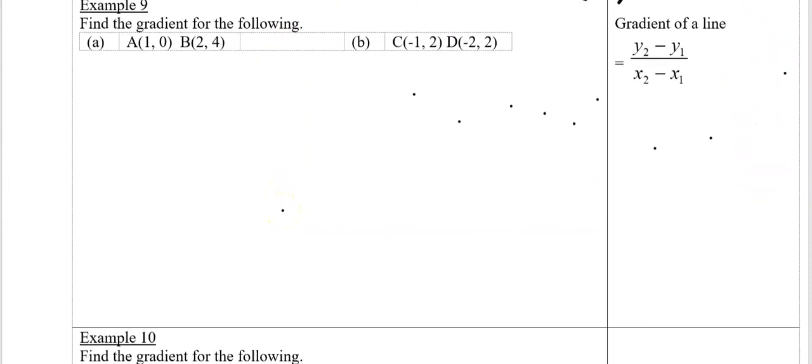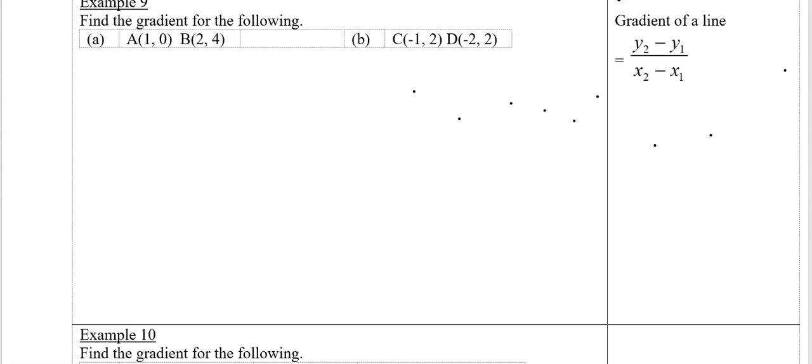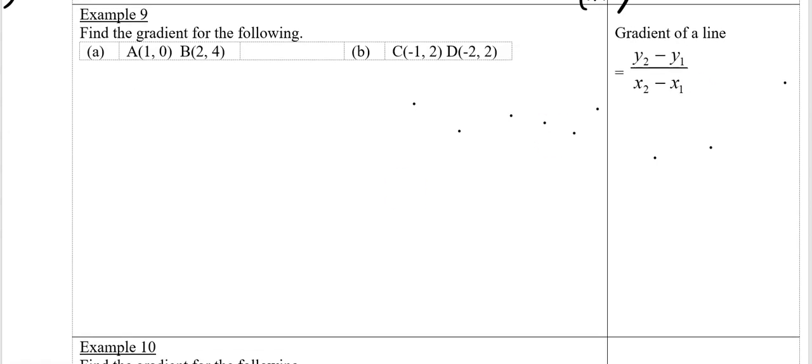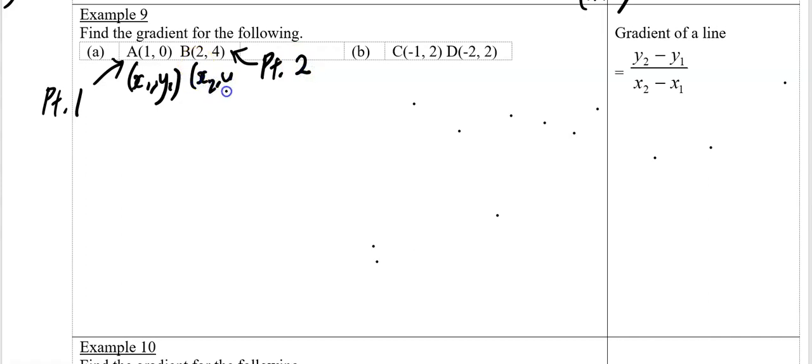Okay, now look at example 9 now. Okay, it is a question where we need to actually learn how to use the formula of y2 minus y1 over x2 minus x1 to find the gradient of a line. Okay, so first things first, determine which point will be your point 1 and point 2. So in this case, I will have A as my point 1. So since this is point 1, it means that this will be your x1, y1. And for part B, this will be our point 2. So this means that this will actually be my x2, y2.